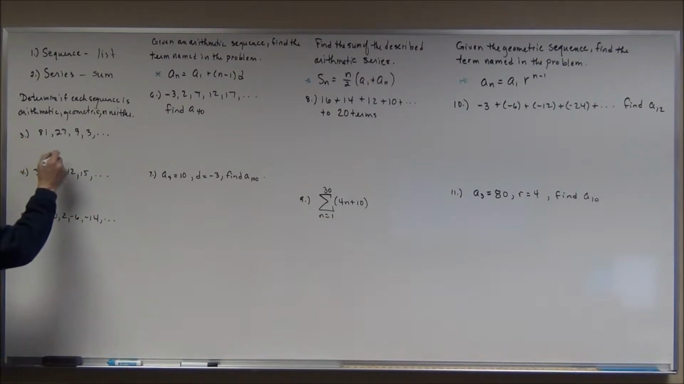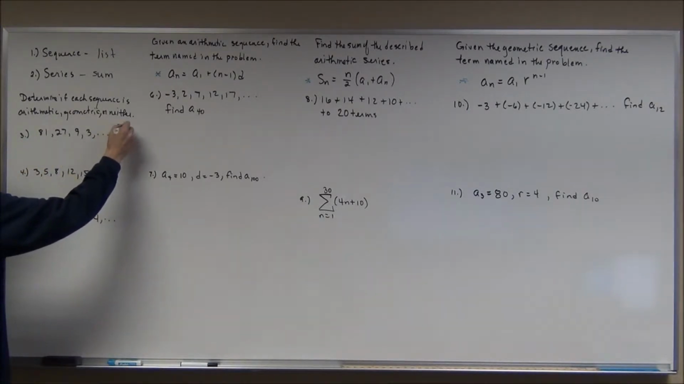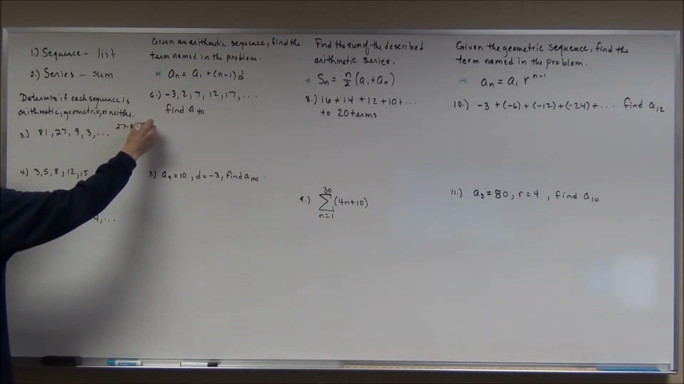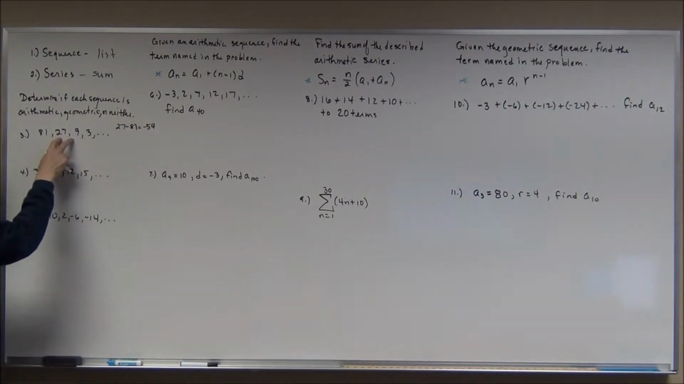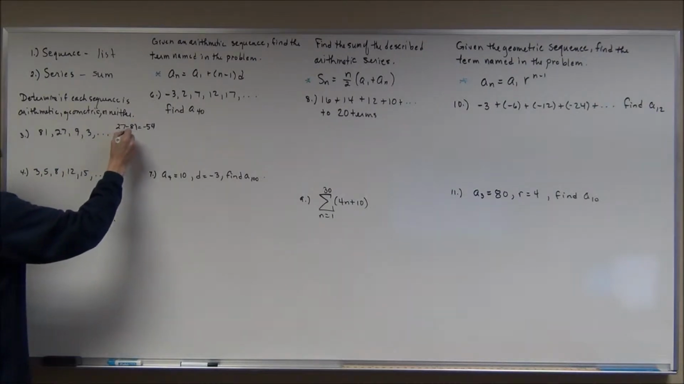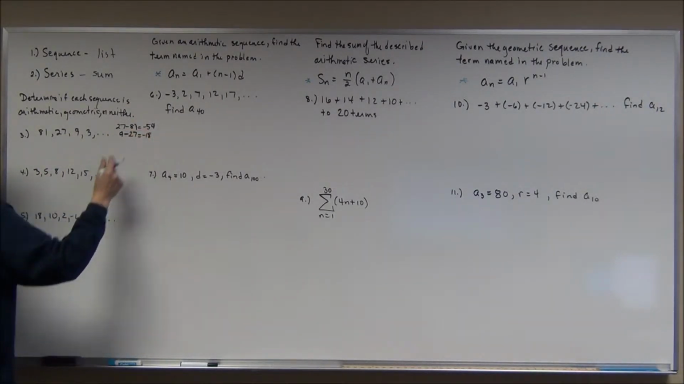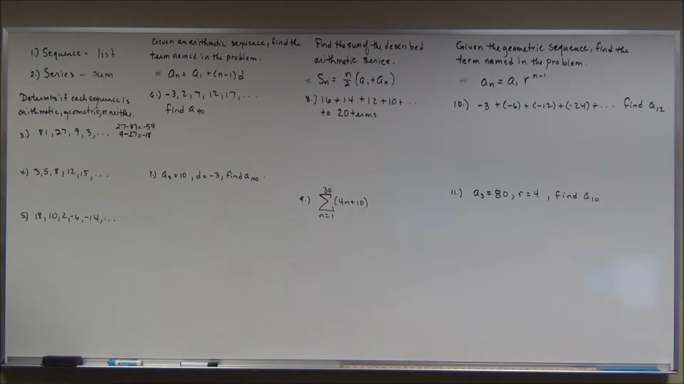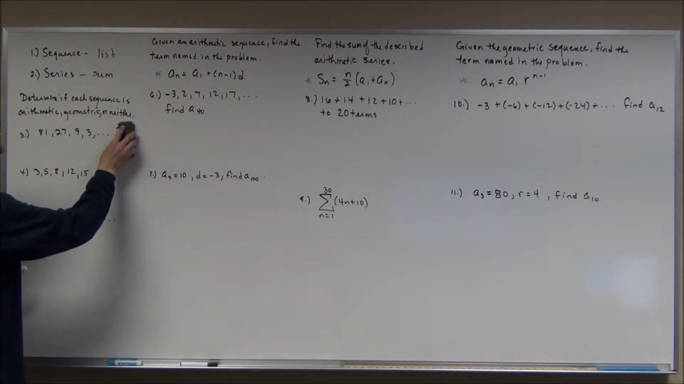Well, I can tell you right now, 27 minus 81 is negative 54. Then take the next 2 terms and subtract them. This one minus this one, the third minus the second. 9 minus 27 is negative 18. Well, you do not have a common difference. You know it's not arithmetic. Therefore, we try geometric.